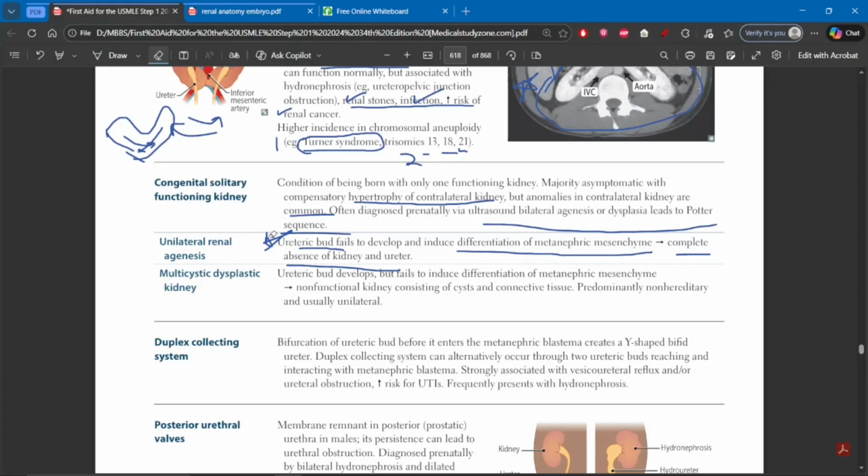I am unable to draw, apparently. This is a star, guys. Shows that this is important.